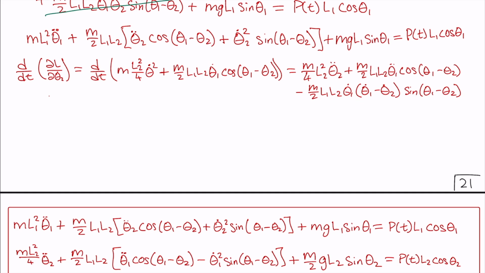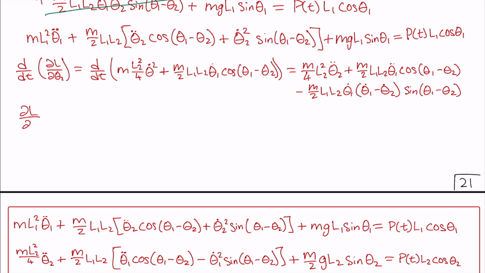And that is it for that part. We'll now go compute the second part, partial L over partial theta 2. This is going to be equal to 1/2 m L1 L2 theta 1 dot theta 2 dot sine of theta 1 minus theta 2 minus m g over 2 L2 sine theta 2. And you can go and combine those two together.